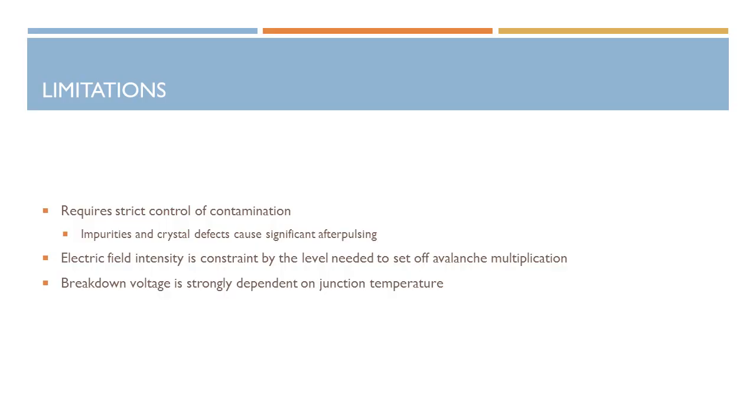Impurities and crystal defects can cause after-pulsing and set off a positive feedback loop that significantly increases the dark count rate and noise. After-pulsing occurs when carriers are trapped and cause delay in the avalanche.